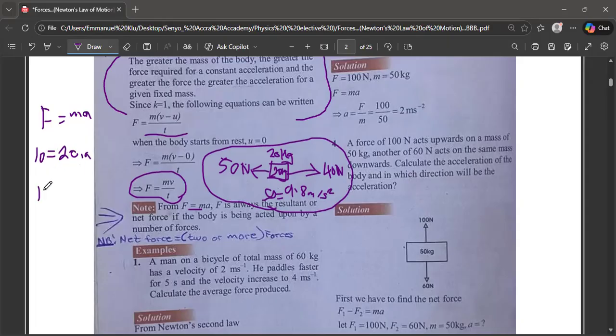At the end of the day, after division, 10 divided by 20, what are you going to get? 0.5. So that is going to be your acceleration. And what is going to be the unit? It's going to be meters per second squared.